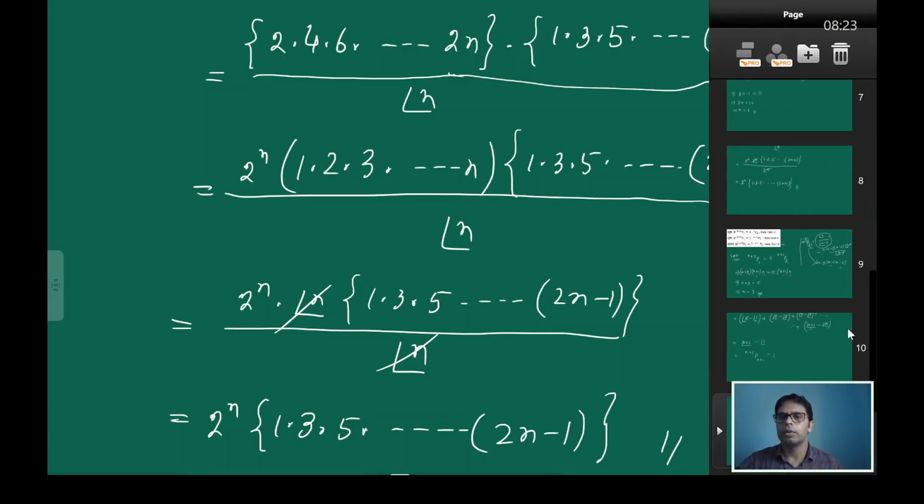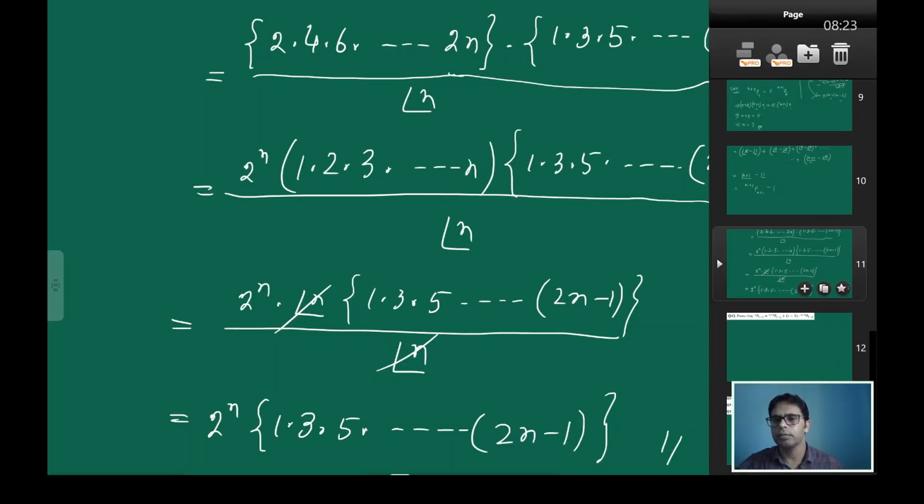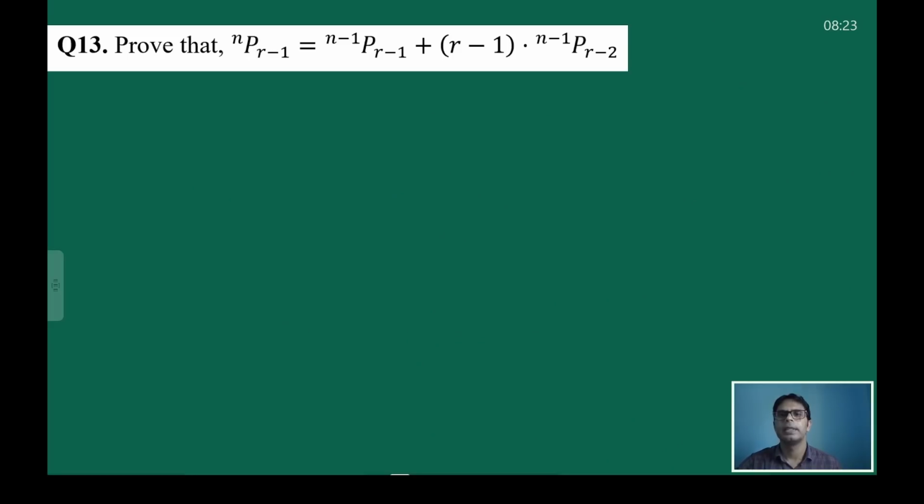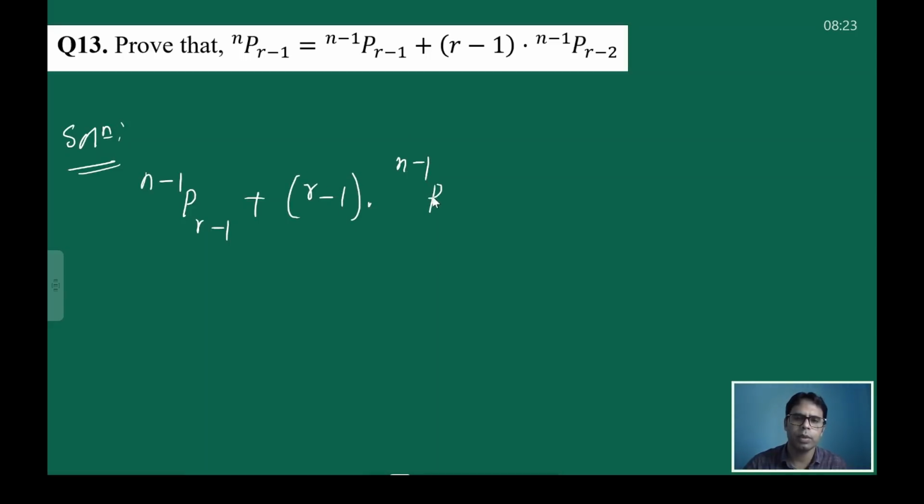So let's see if there are more left. There are a couple more questions. Okay, so this question, take the solution, very easy. It is easier to solve this question from the right hand side; if I start from the right hand side I get it more easily. Okay, so start with the right hand side. It is n minus 1 p r minus 1 then plus r minus 1 into n minus 1 p r minus 2. Okay, so just use the property.